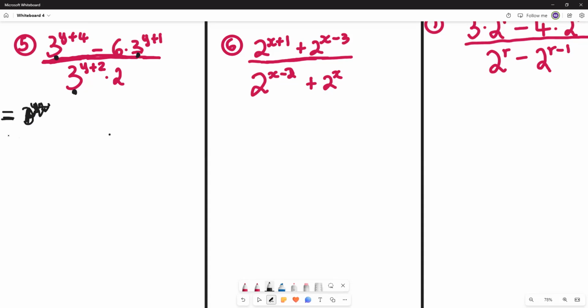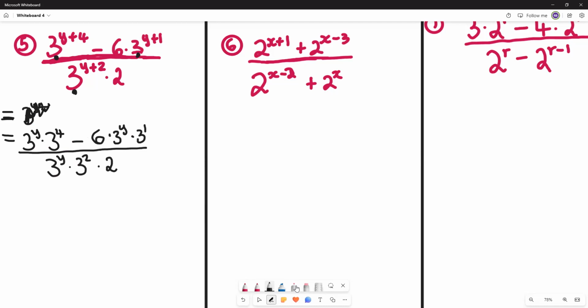So we're going to say equals 3 to the power y dot 3 to the power 4 minus 6 dot 3 to the power y dot 3 to the power 1 all over 3 to the power y dot 3 squared dot 2. Right. Then remember from here we have to highlight the ones with letters. Sorry about that. Let me get a nicer highlighter. I prefer this color, which is lighter, right? So we're going to highlight that, that, and that.